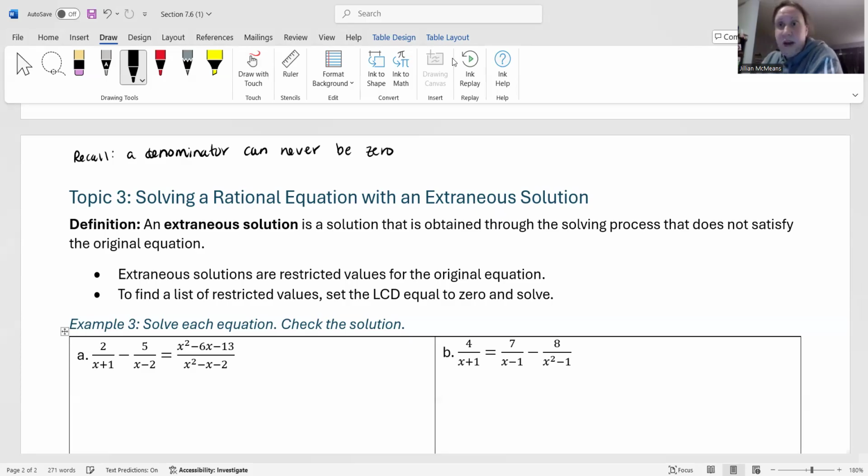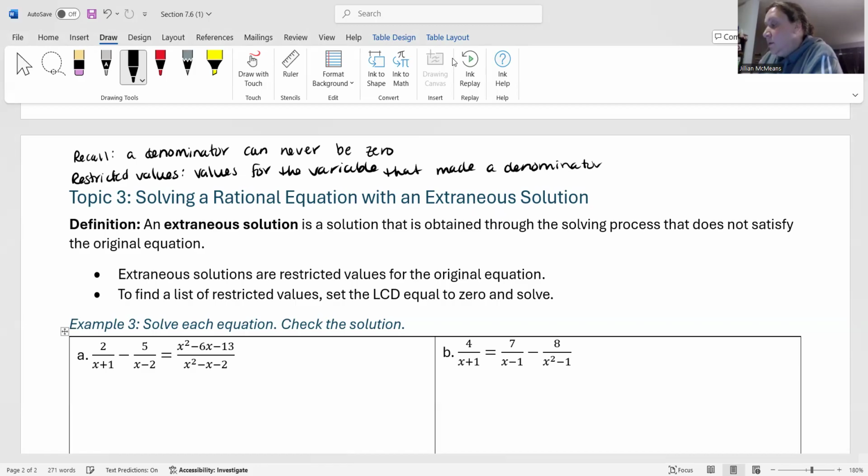And we talked about this in the very beginning of rational expressions. We talked about these values that make a rational expression undefined. So we had this idea of restricted values. So these were values for the variable that made a denominator equal zero. Well, if a denominator equals zero, the whole expression is then undefined, which for us in math is a problem. We cannot have an expression being undefined, and it certainly can't be part of an equation.